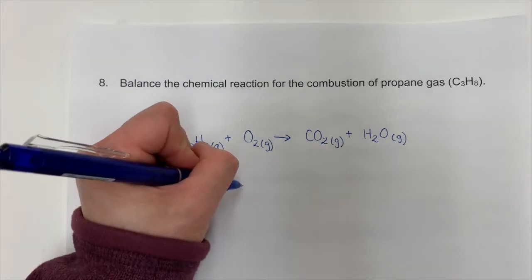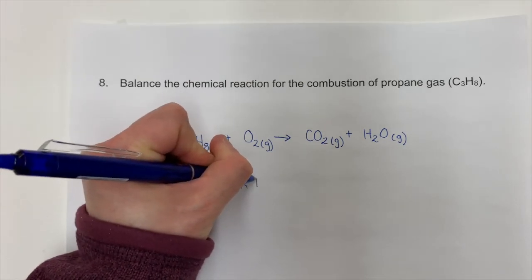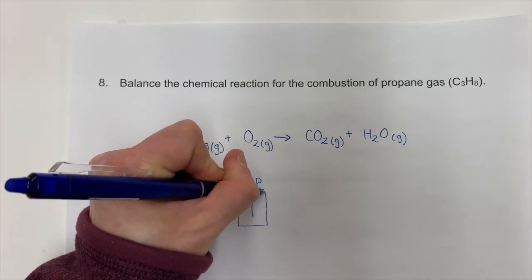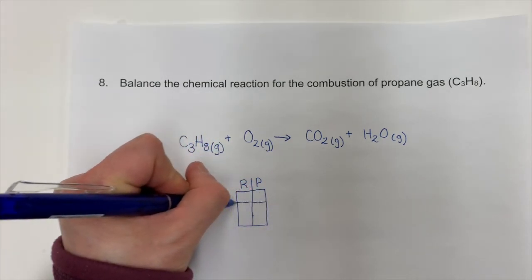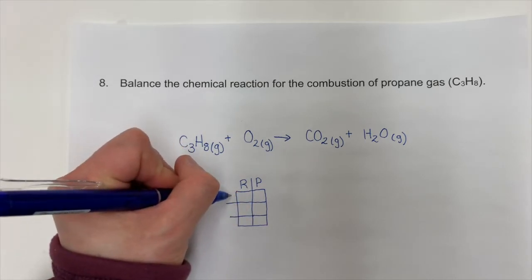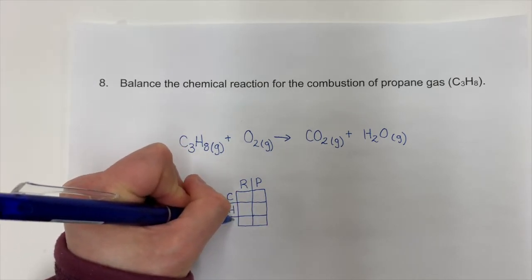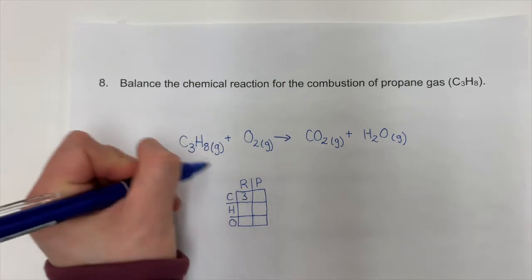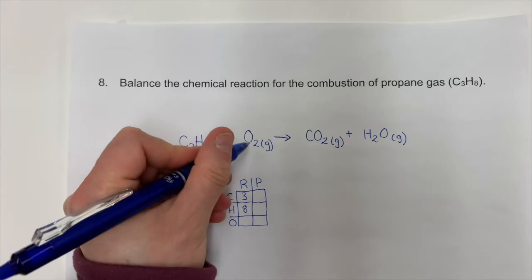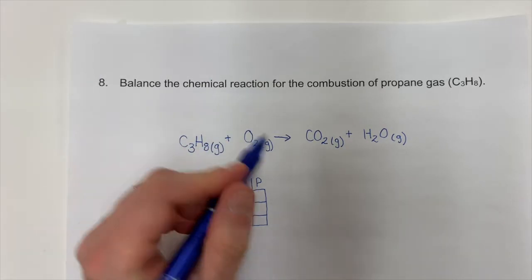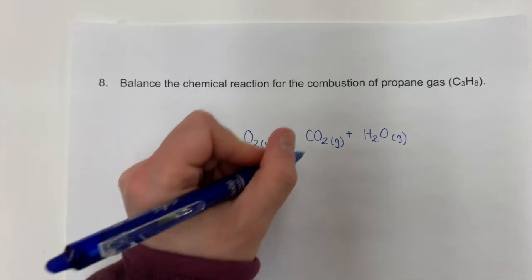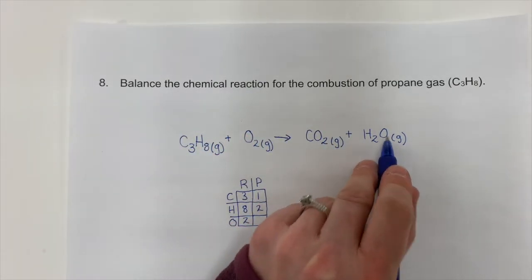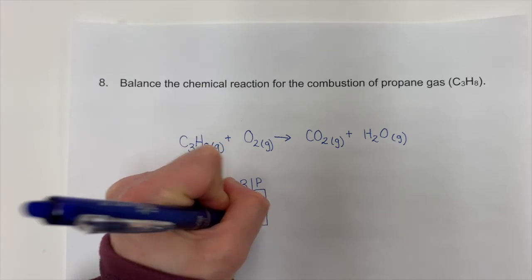Now I need to balance, and I'm going to use the table. Reactants and products are each in a column. And then I need to just add in my different substances along the rows. So I have carbon, I have hydrogen, and I have oxygen. In reactants, I have 3 carbons, 8 hydrogens, and 2 oxygens. In products, I have 1 carbon, 2 hydrogens, and 2 oxygens here and 1 over here, which gives me a total of 3.